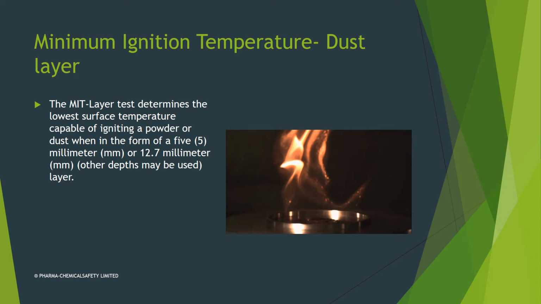Another parameter is the minimum ignition temperature of a dust layer. This is going to help us determine the lowest surface temperature capable of igniting a powder or dust when it's in a layer form of 5 millimeters or 12.7 millimeters, or another thickness that may be used. What's going to happen when you have dust or powder sitting on your equipment, such as motors and pumps, and these pumps reach a certain temperature during operation? That's the reason why it's very important to know this temperature, because if the pump or motor reaches a temperature higher than the minimum ignition temperature of the combustible dust in layer form, you can have deflagrations as well. So that's the reason why it's very important.